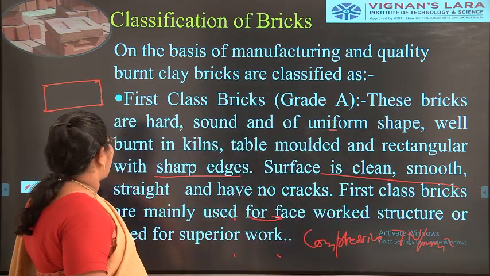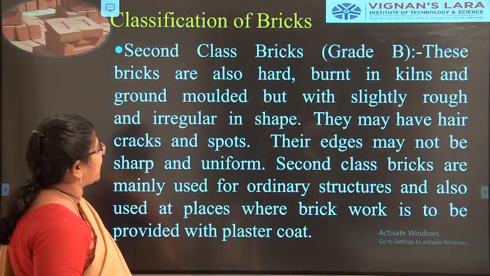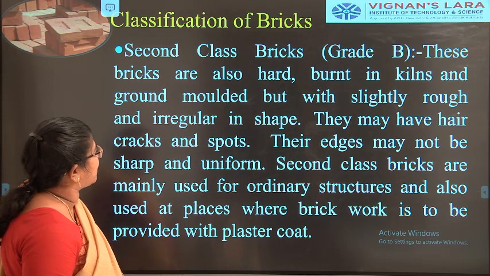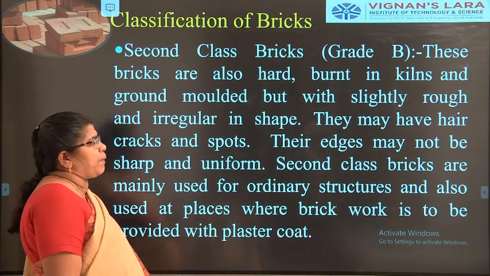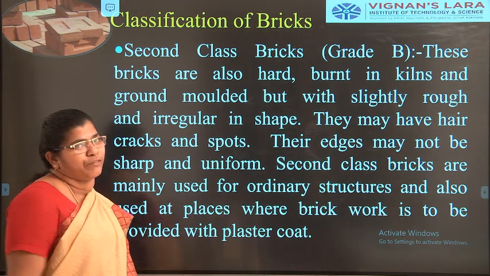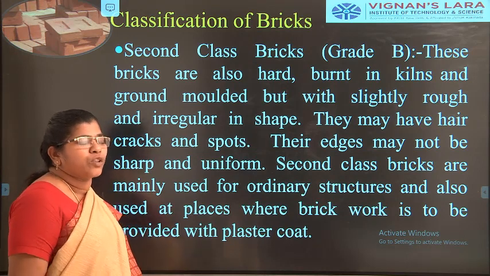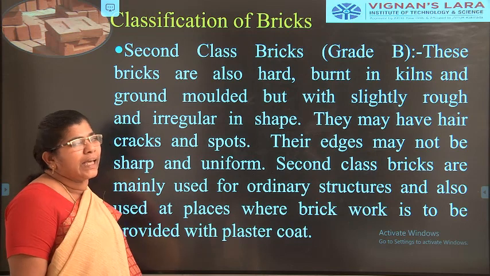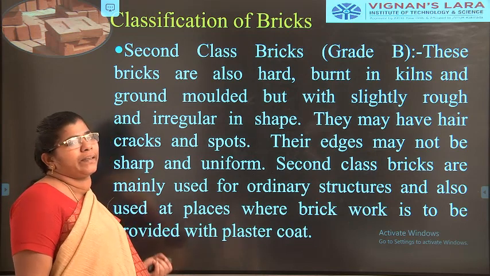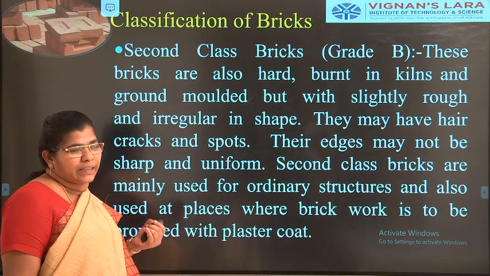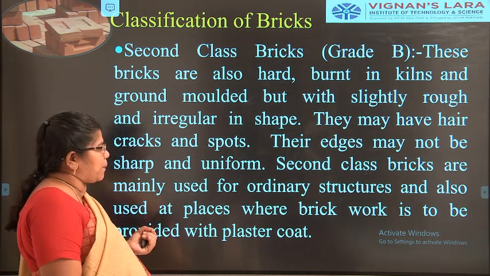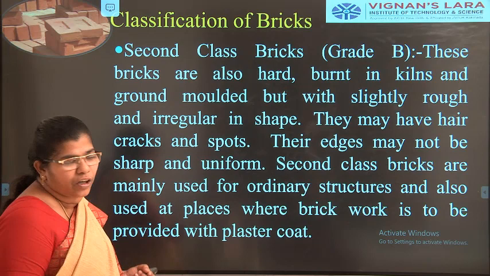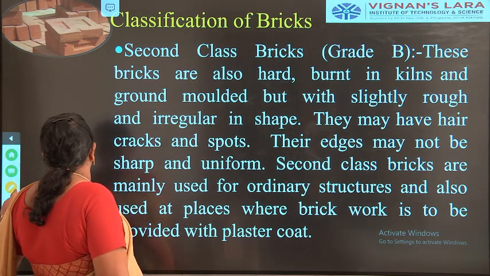The next one we are going to is class B bricks, grade B or second class bricks. These bricks are hard and well burnt in kilns, but they will have a slightly rough surface. The surface will not be as smooth as the first class. There may be some color changes. Some materials, that is a small amount of white colors, efflorescence, is permitted here, and the edges need not be uniform and sharp.